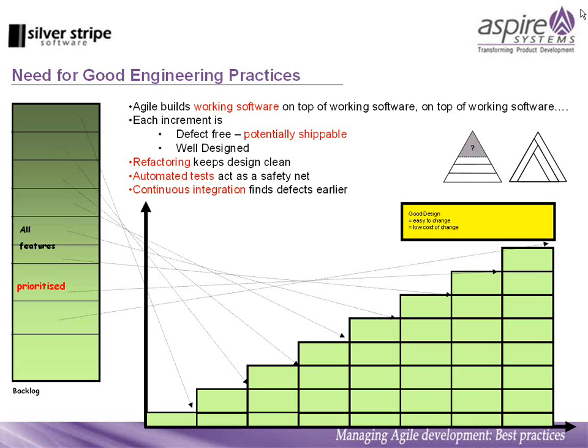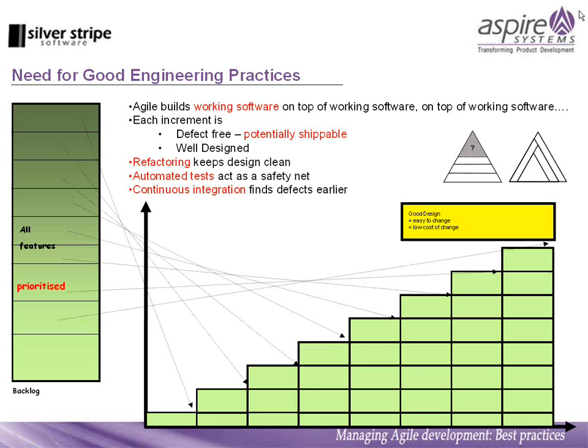In traditional development, there is every possibility the product may not get completed due to several constraints. The second point is that each increment is defect-free, that is, potentially shippable. What does it mean? If you are done with one scrum, then it means that we can ship the product. So that needs to be defect-free.